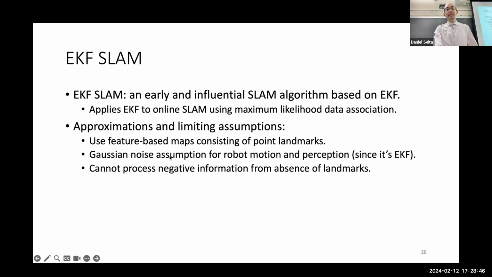We do make a Gaussian noise assumption for motion and perception. Why? Because it's extended Kalman filter. The whole point of using Kalman filters is to rely on the Gaussian assumption. So if we don't rely on those, then we should not use EKF. Yeah. Then it can't process negative information from the absence of a landmark.